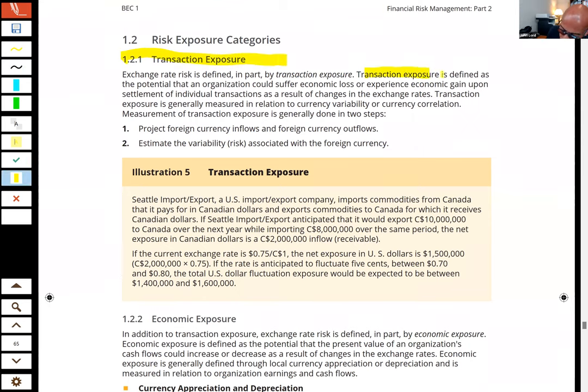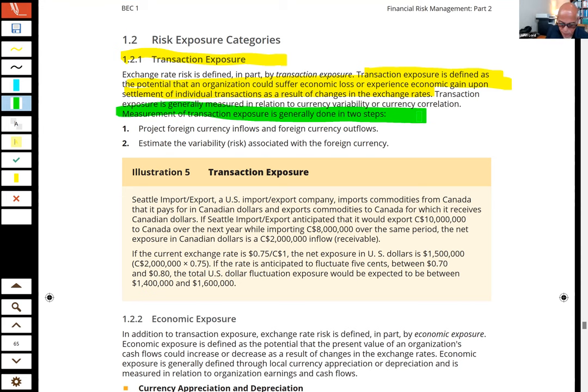Transaction exposure is the potential that an organization could suffer economic loss or experience economic gain upon settlement of individual transactions as a result of changes in exchange rates. So I buy something from you or I sell something to you, and you're not going to pay me for a while, or I'm not going to pay you for a while, and the exchange rates are going to change between the time we actually have the transaction and when we settle up. Okay. So when we take a look, measurement of transaction exposure is done in two steps.